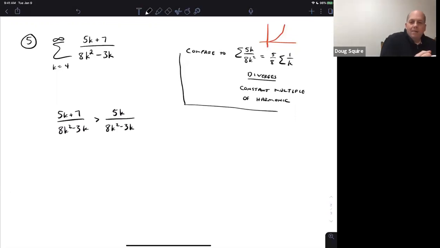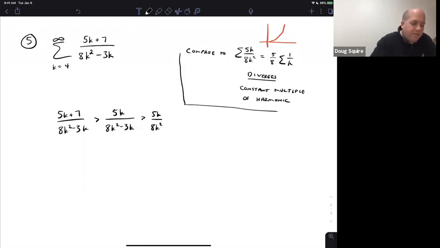And we can keep the bottom the same. In turn, that's bigger than 5k over 8k squared because the denominator of the middle fraction is smaller than the denominator of the one on the right. A smaller denominator is a larger fraction if everything's positive. Does that make sense?